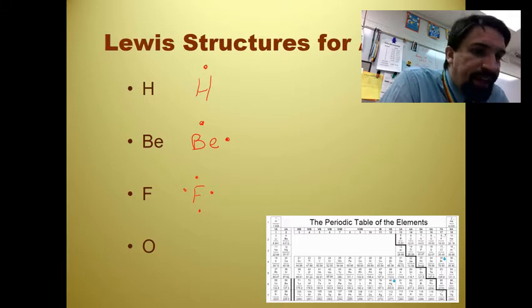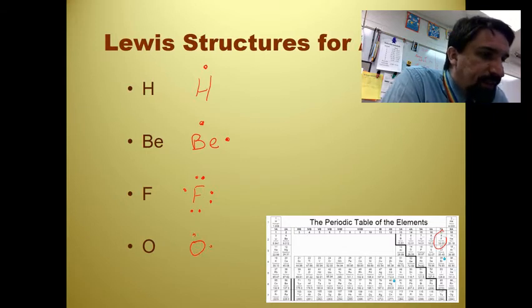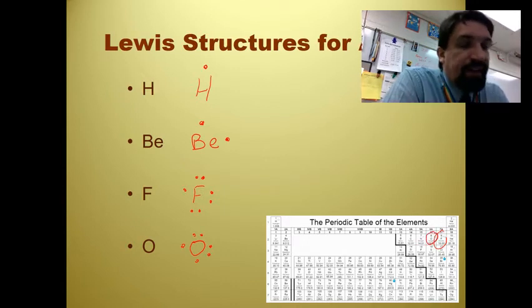Fluorine is found way over here, has 7 valence electrons. So I've drawn 4, and now that I've drawn 4, I'll start pairing up. And fluorine looks like that. Oxygen winds up looking a little bit like this. Oxygen has 6 valence electrons. So it looks like that.